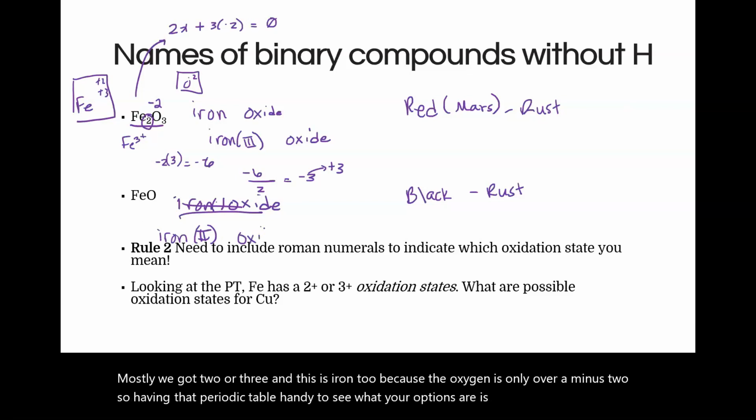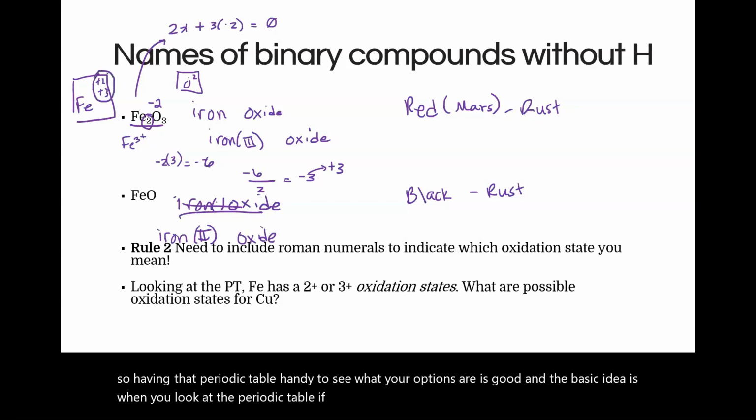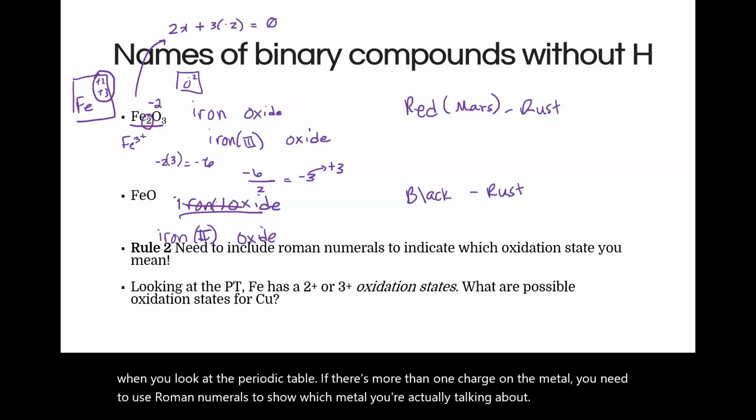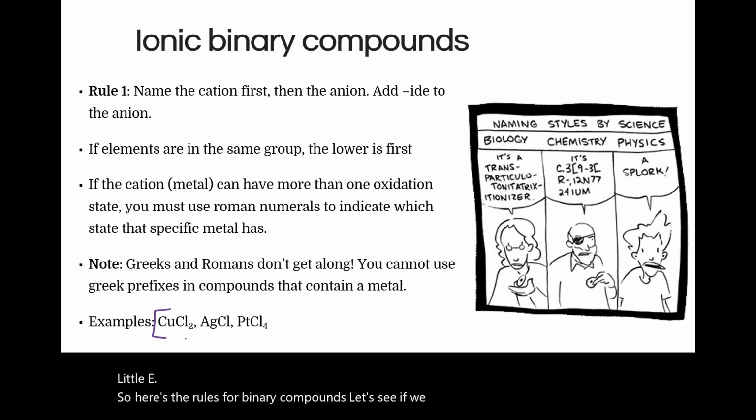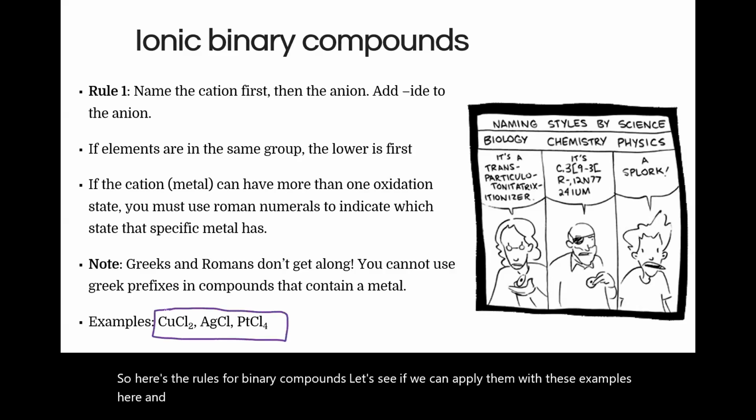And the basic idea is when you look at the periodic table, if there's more than one charge on the metal, you need to use Roman numerals to show which metal you're actually talking about. Lowercase e is F little e. Okay, so here's the rules for binary compounds. Let's see if we can apply them with these examples here, and then we'll be done for the night.